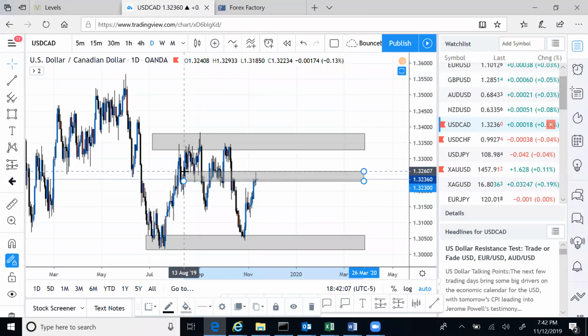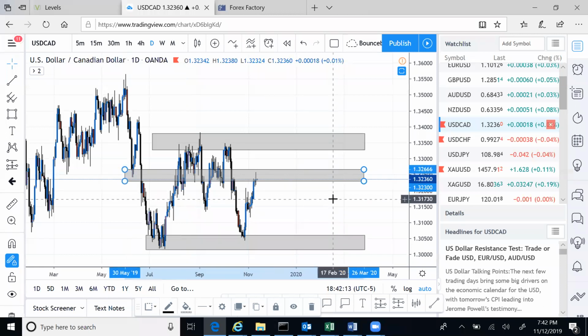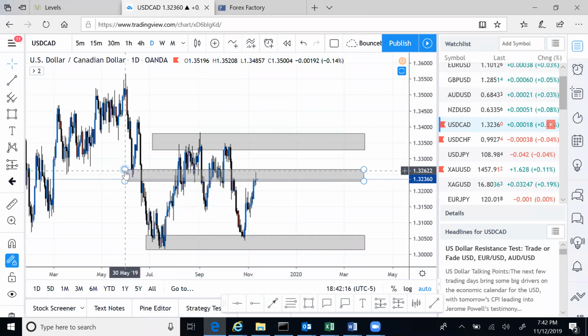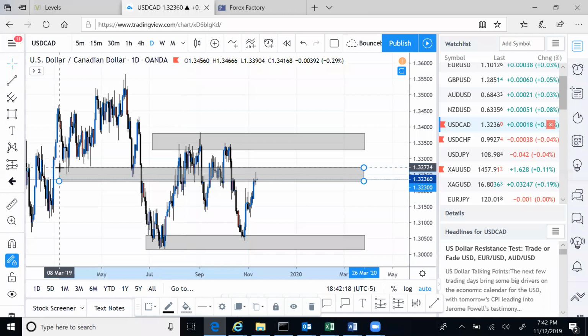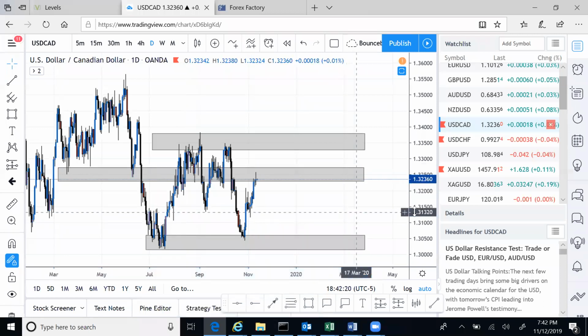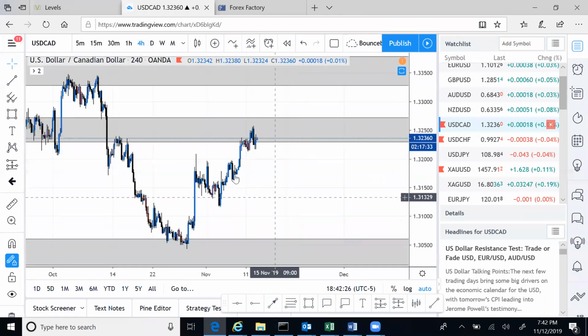Why did I choose this area? Because some people will say, what is Coach looking at? Why can't you see that area? Just look left. You see it here. If you bring it some more, you see it here. Daily resistance. Coming down to the 4 hour time frame, yeah?